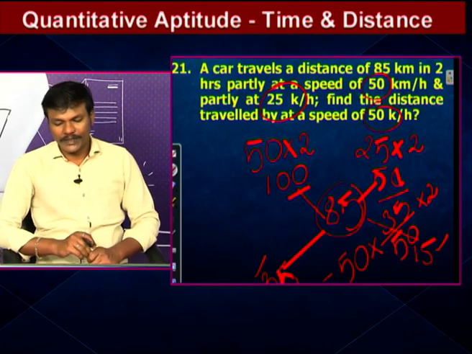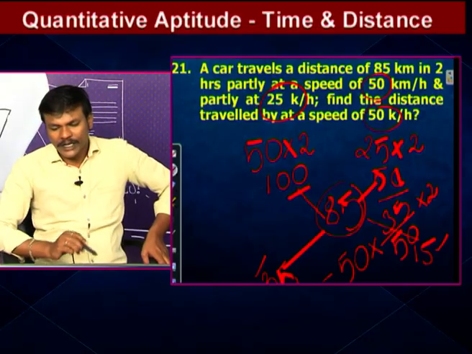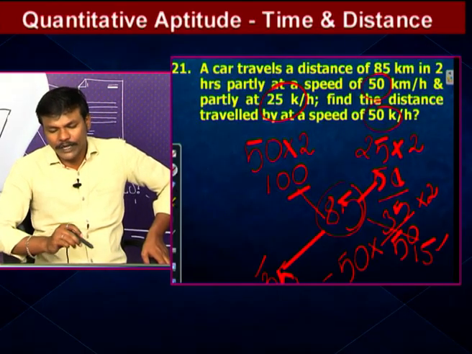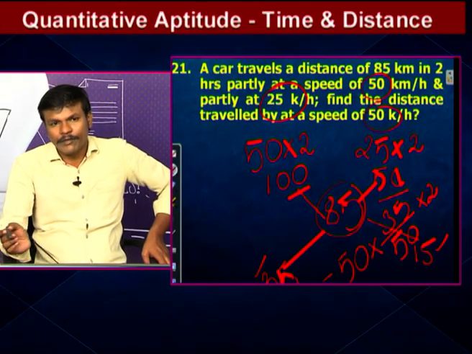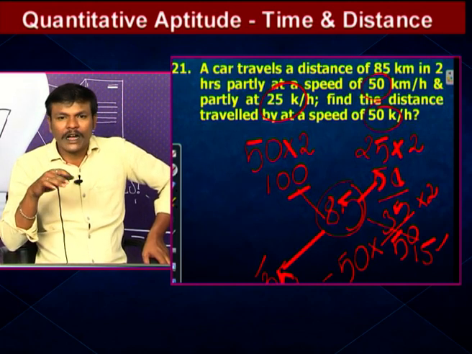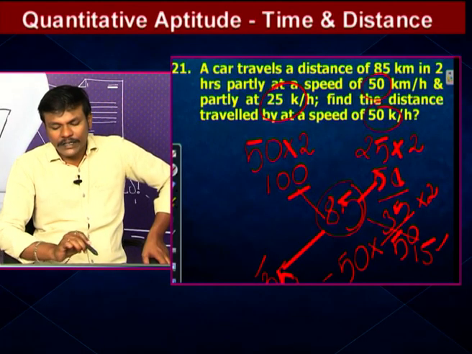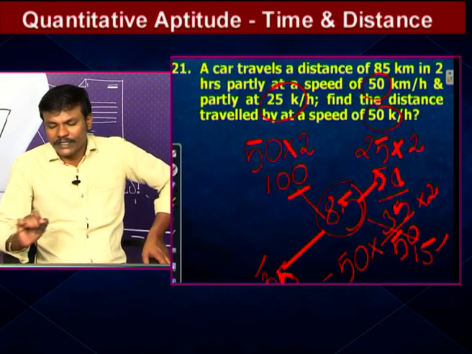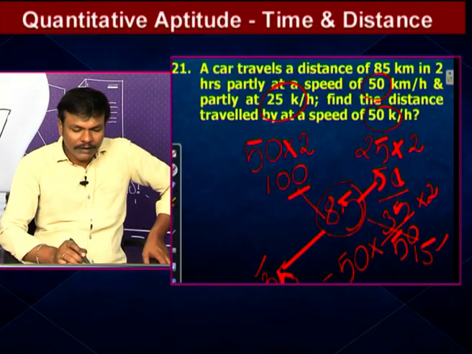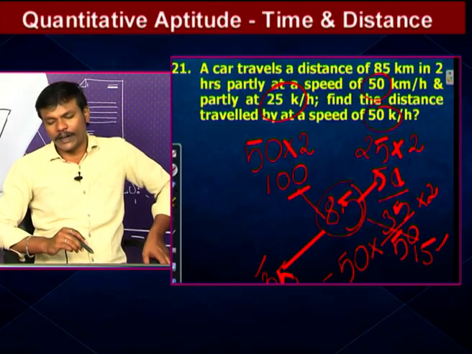So do you understand? 50 in 2 hours is 100 kilometers. 25 in 2 hours is 50 kilometers. 100 and 50 are on both sides. In the middle is 85 kilometers, the overall distance. The difference on one side is 35, and on the other side is 15. The 35 parts is for the speed of 50, and 15 parts is for the speed of 25.